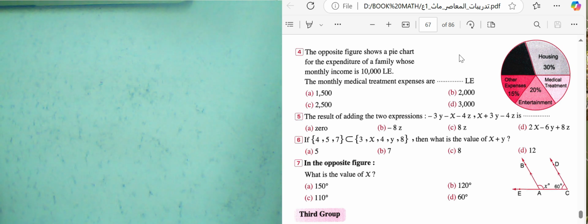Choose letter A. Next, question number 4. The opposite figure shows a chart for the expenditure of a family whose monthly income is 10,000 Egyptian pounds. The monthly medical treatment expenses are blank Egyptian pounds.